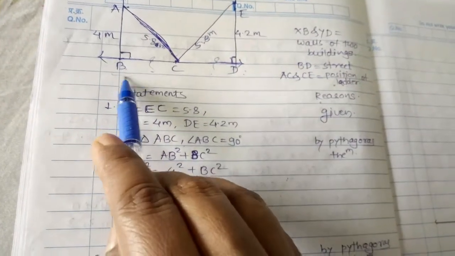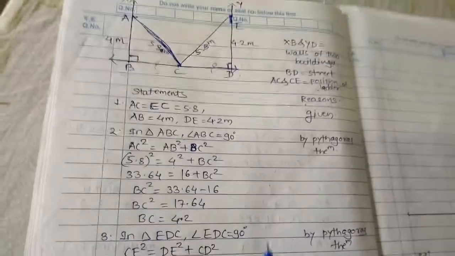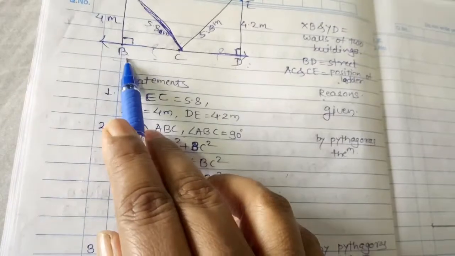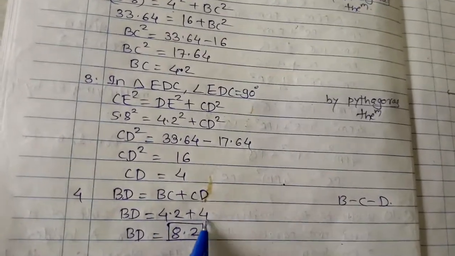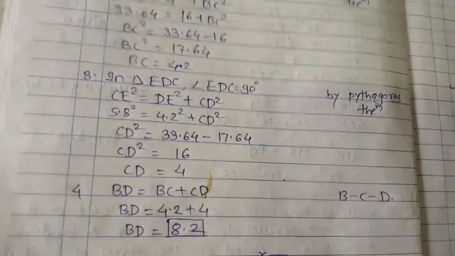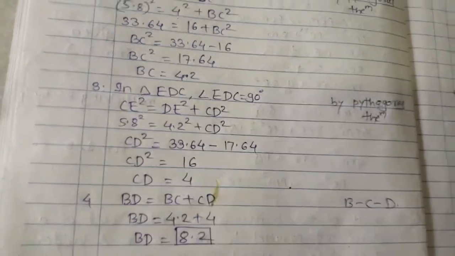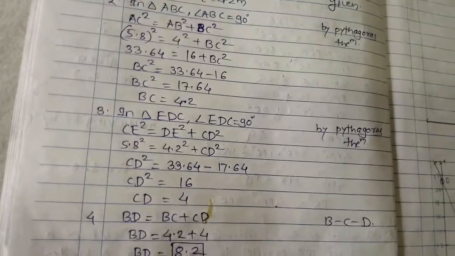Now to find this BD we have to take the addition of these ones, because C is in between B and D. So see the last statement, that is BD is equals to BC plus CD. Reason is B-C-D, and just we have to take the addition, 4.2 plus 4, so BD is equals to 8.2.